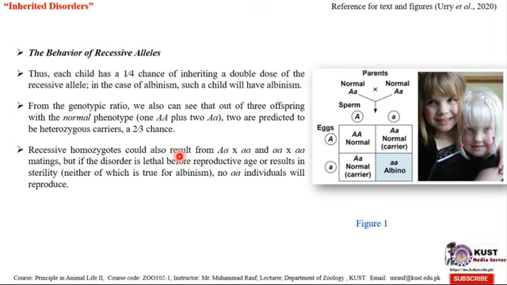Now you can construct a similar Punnett square for these 2 examples, where one parent is heterozygous and the other is affected, and where both the parents are affected. So what will be the frequency of the children affected with this condition if the genotype of their parent is this and this?